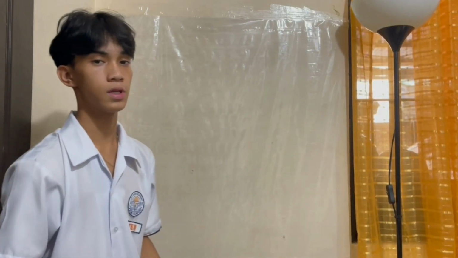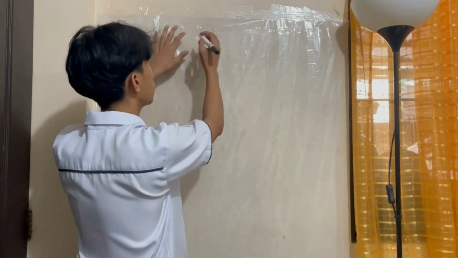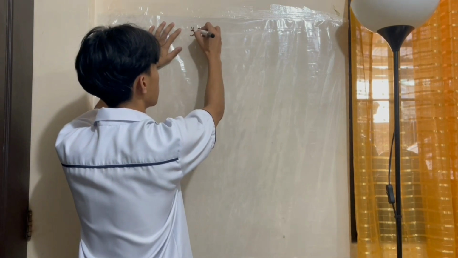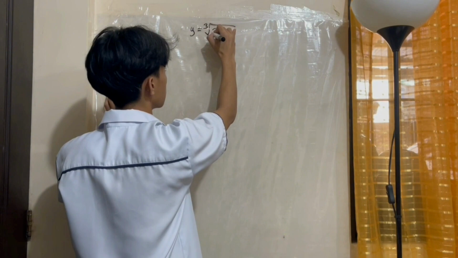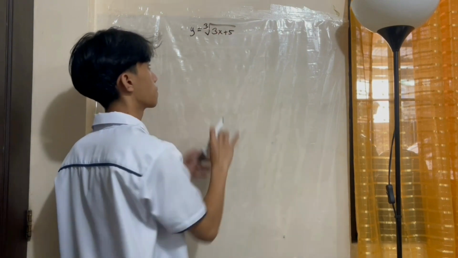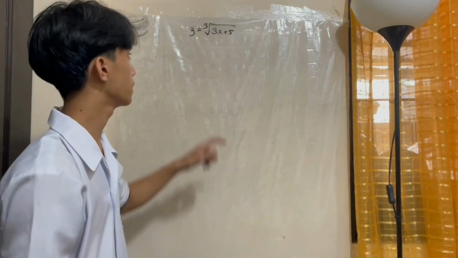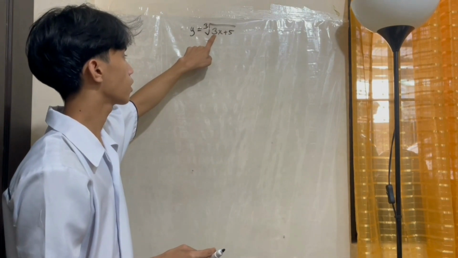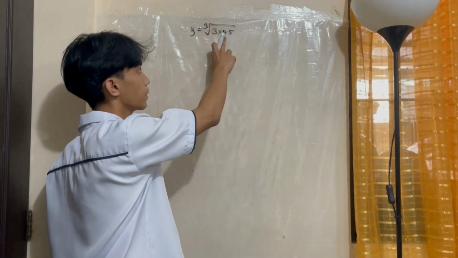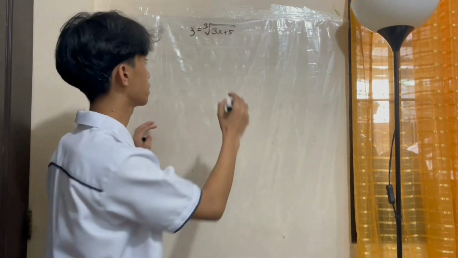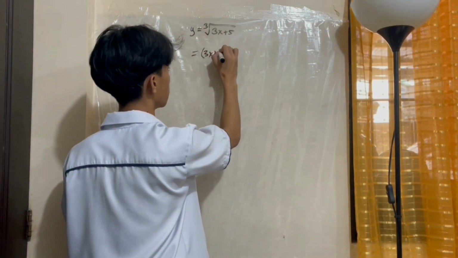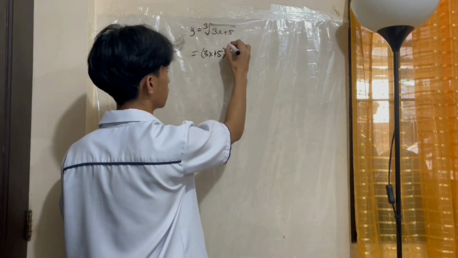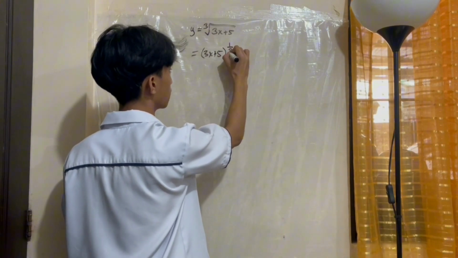So now, let's proceed to our next example, which is y equals the cube root of 3x plus 5. So, our first step is we need to convert our radical expression into an exponential form, which is 3x plus 5 raised to 1/3.